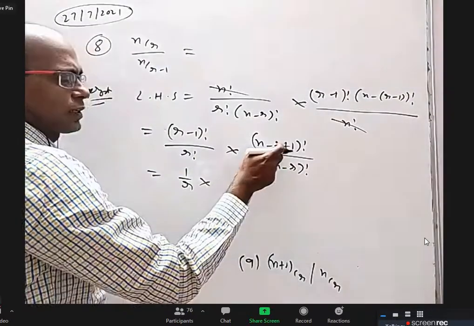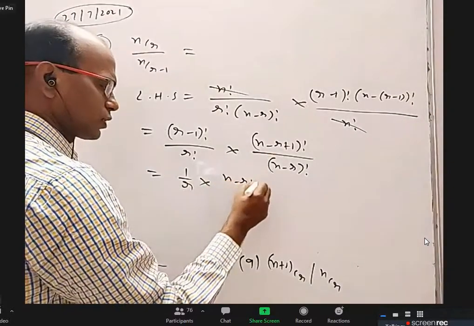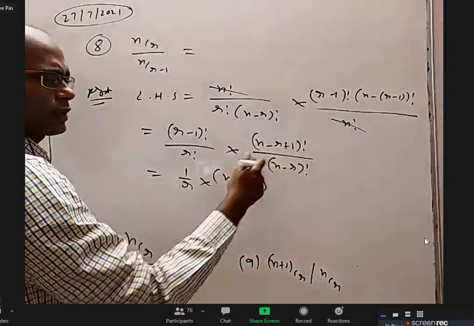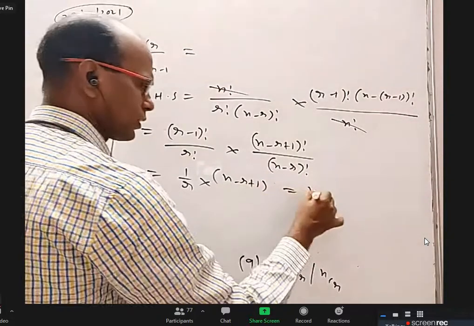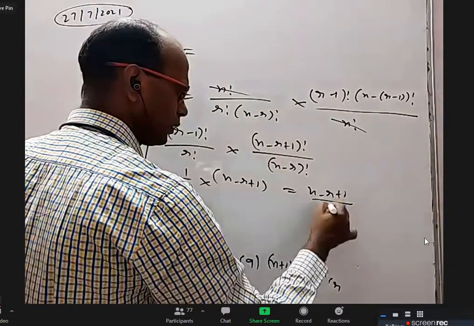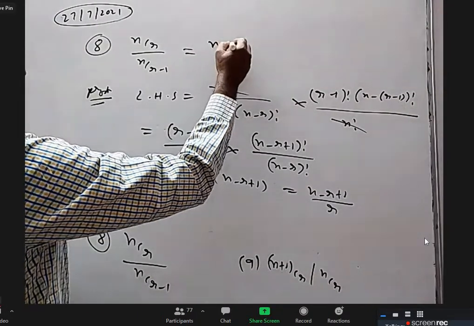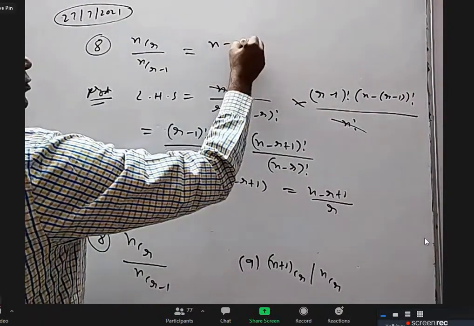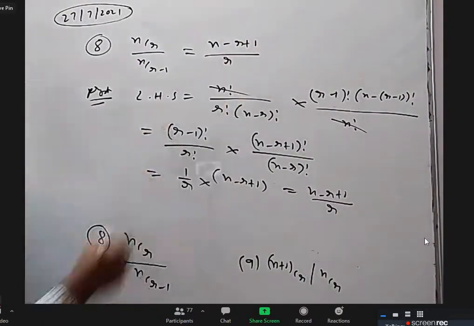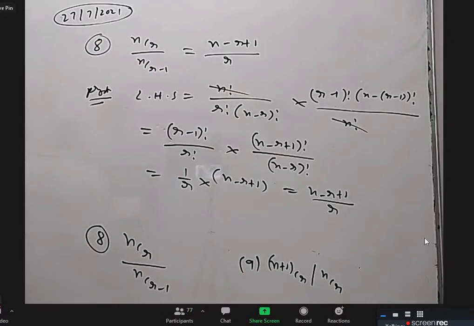Compared to this, this is the bigger one. So it will be n minus r plus 1 into the next smaller one, n minus r, it cancels. So it is n minus r plus 1 by r. Seventh one we use frequently. This 8 and 9 we don't use as a formula. Whenever required we'll do it, but it gives you an idea.